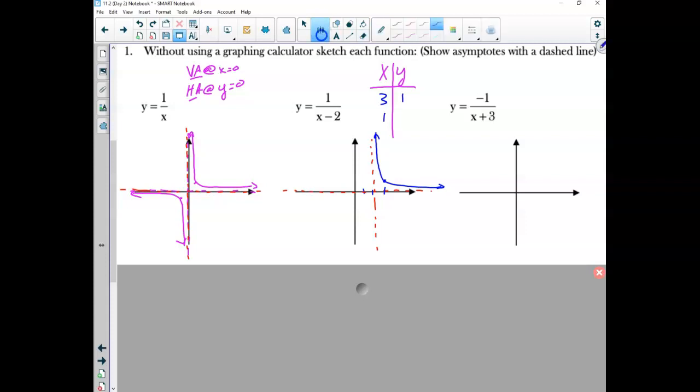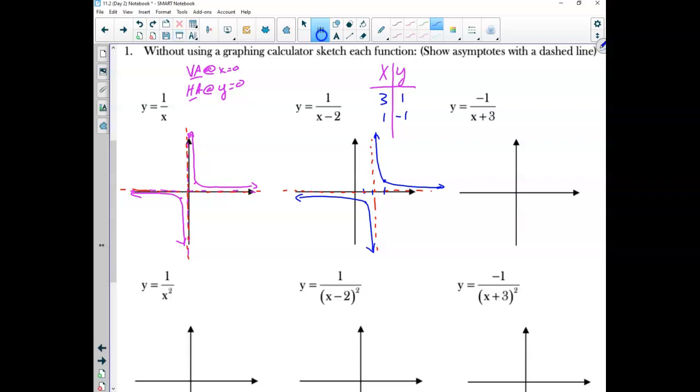And that's going to give me 1 over negative 1, which is negative 1. So I'm going to go 1, negative 1. And here is my branch. That's all we're going to ask you for. So why don't you go ahead and do these next 4 problems and see if you can get them. And notice the next 3, they are squared. So give it a shot, and I'll be back with the answers.